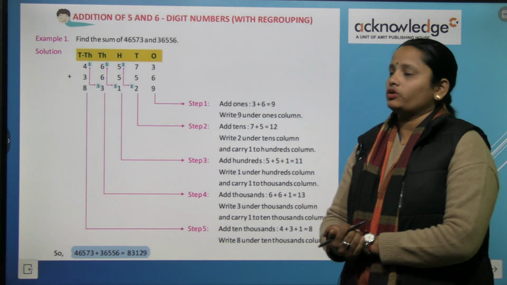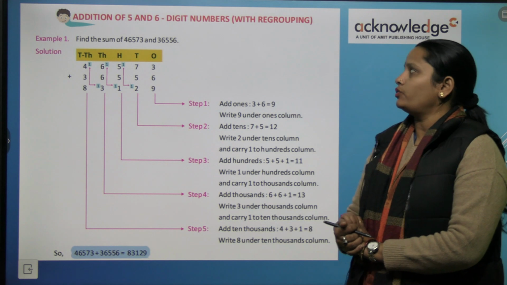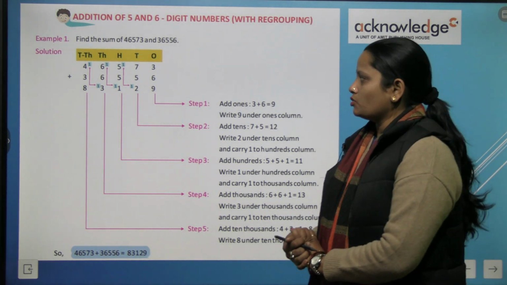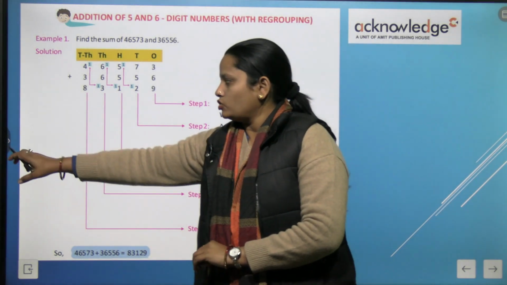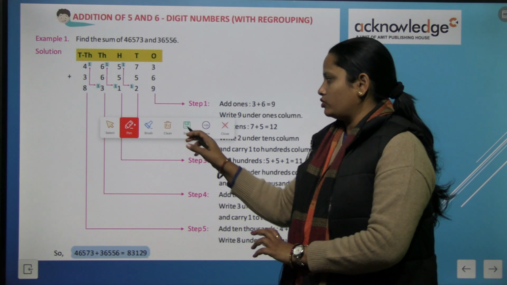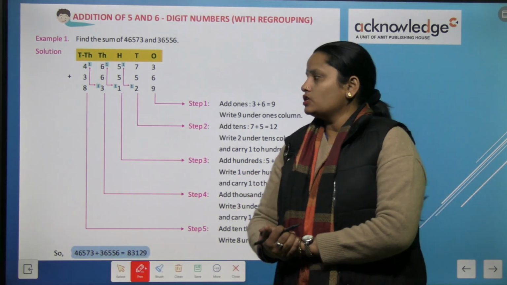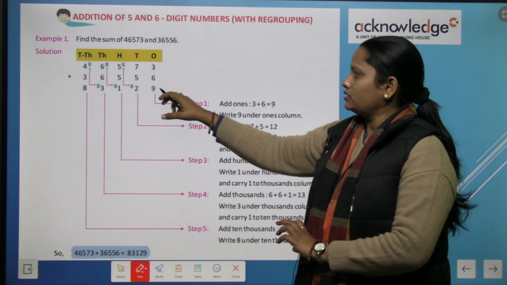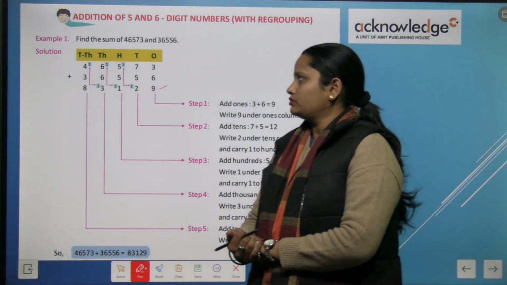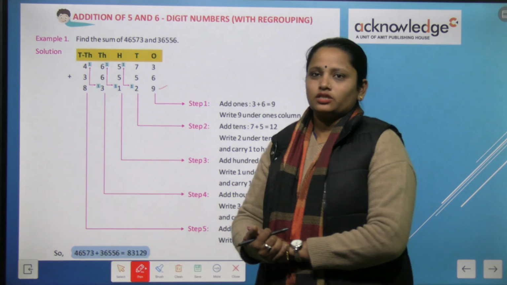Now let's learn about the addition of 5 and 6 digit numbers with regrouping. So how can we do this regrouping? We used to do this carry or borrow, that we have to do. So here 3 plus 6 is 9. Now 5 plus 7, 12. So 2 is written here.